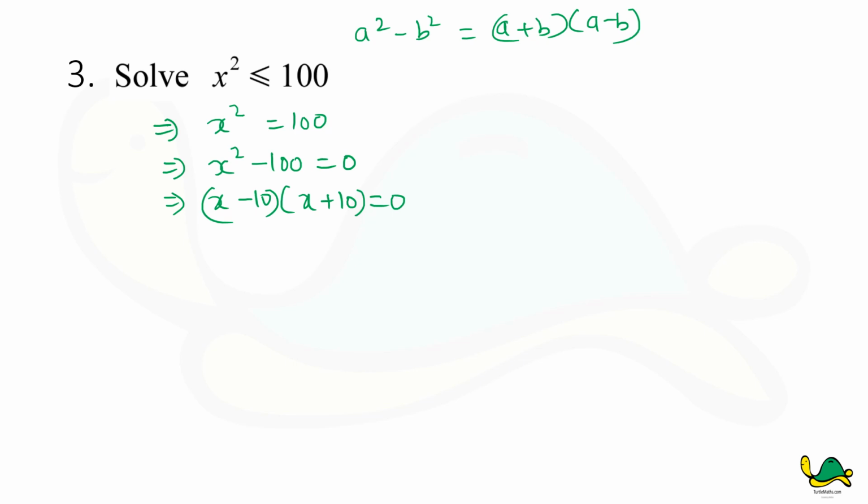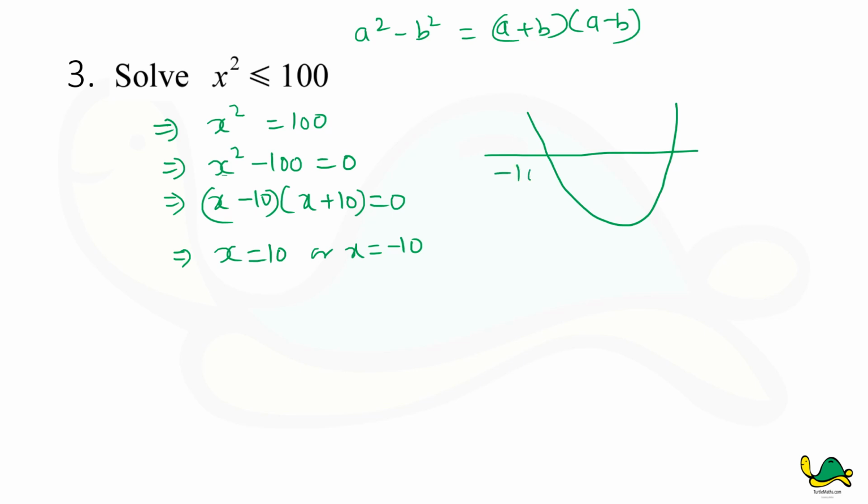Now the product of two numbers is equal to 0. It means one of them is 0. And my solution would be x is equal to 10 or x is equal to negative 10. Now you can see this quadratic, my coefficient of x square is positive. So it's concave up, happy face. And the x-intercepts are minus 10 and positive 10.